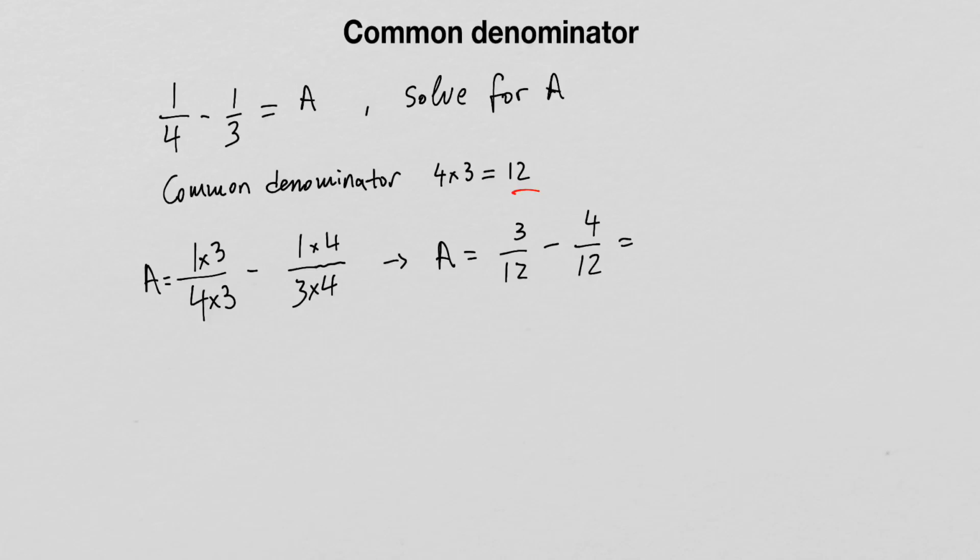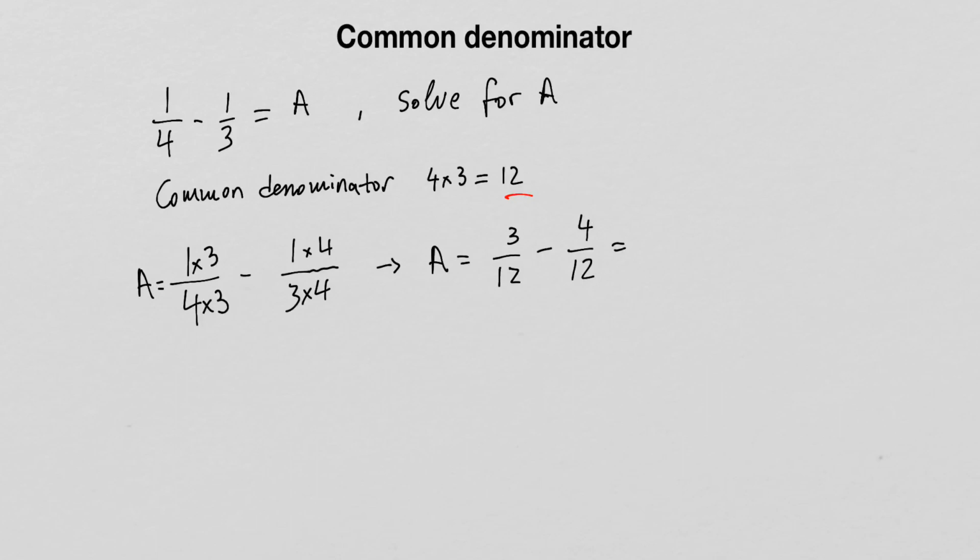Now, since both fractions have the same denominator, I can combine them. And so the two numerators will subtract from each other. So we get 3 minus 4 divided by 12, and that is minus 1 divided by 12. So finally, A is equal to minus 1/12.